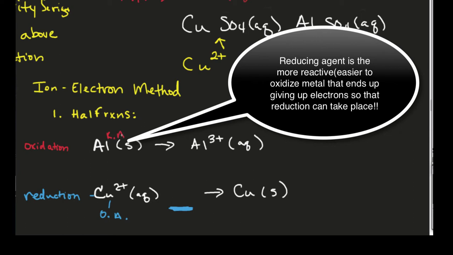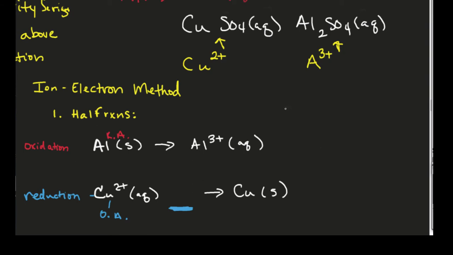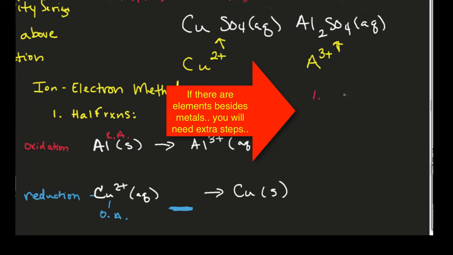Good. All right, so now at this point, what do we have to balance? What's the first thing we balance? Okay, well, there's actually a few steps before the electrons. In this case, those steps don't apply. First, you should balance the elements that aren't hydrogen or oxygen. In this case, aluminum's balanced. There's one aluminum on the left, one on the right. Copper's balanced, one on each side. So then we would balance the oxygens by adding water.